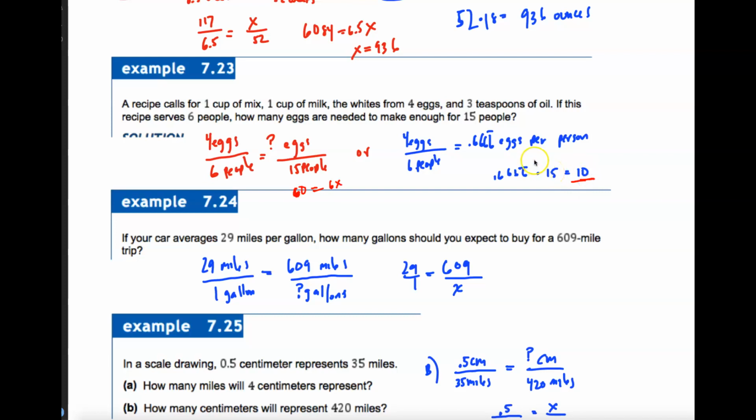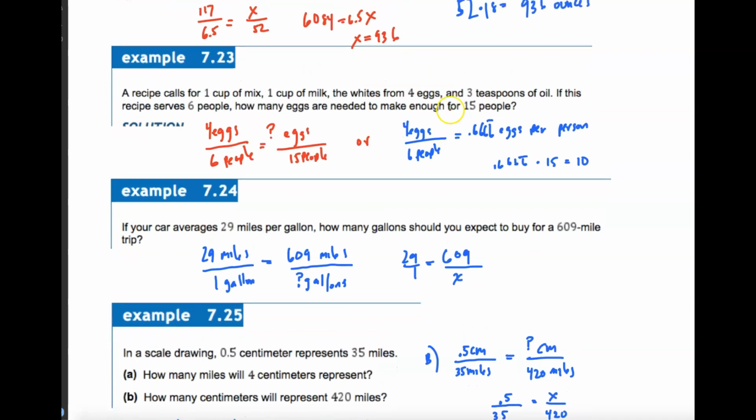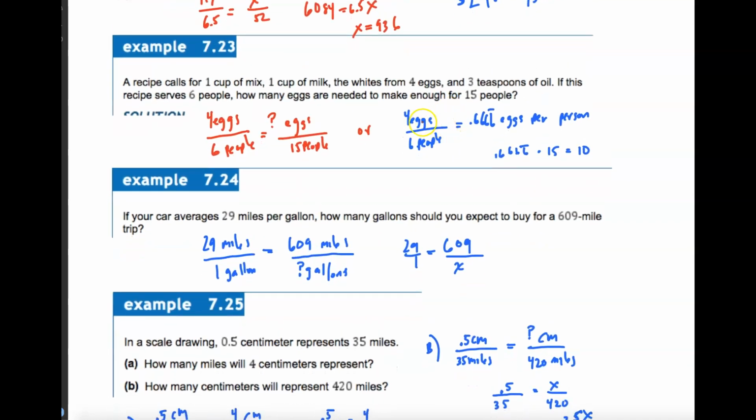call rates. Convert the 4 eggs into 6 people is 0.66 eggs per person, and then multiply that by 15, you get your 10 again. So make sure you're taking a look at that again. This was you get 10 here.